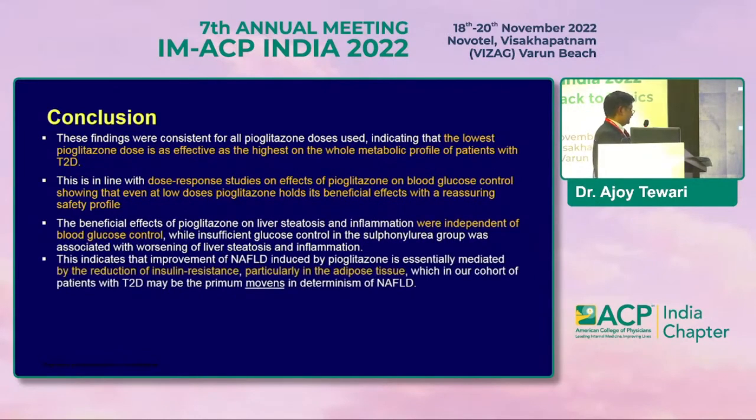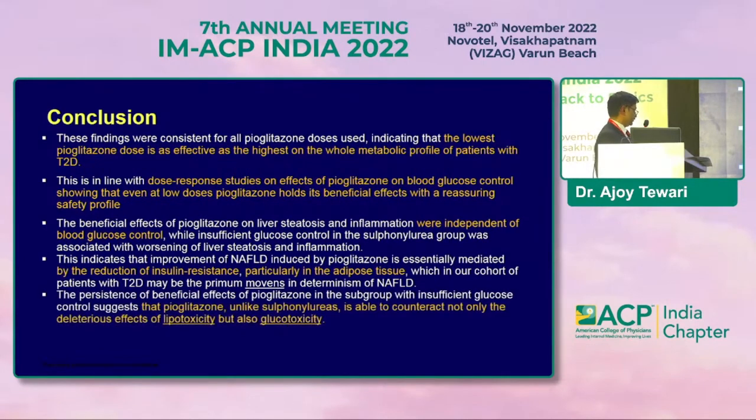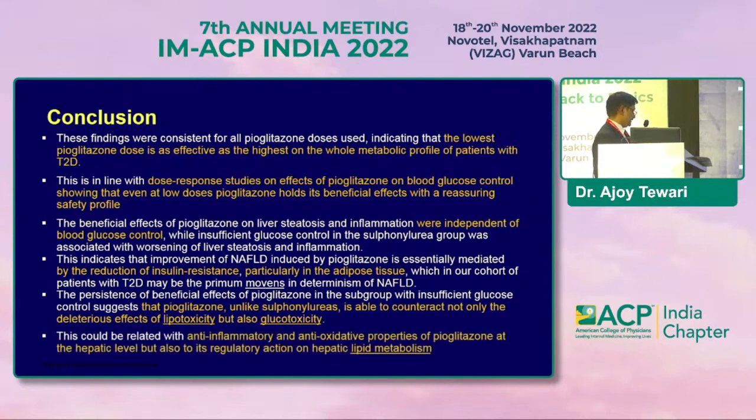And the effect of pioglitazone is essentially mediated by the reduction of insulin resistance, particularly in the adipose tissue. And pioglitazone, unlike sulfonylurea, is able to counteract not only the deleterious effects of lipotoxicity, but also glucotoxicity. And there are anti-inflammatory and antioxidative properties of pioglitazone at the hepatic level, but also its regulatory action on hepatic lipid metabolism. So these could be the contributory factors that are acting independently of the glucose control when we are talking about NAFLD.